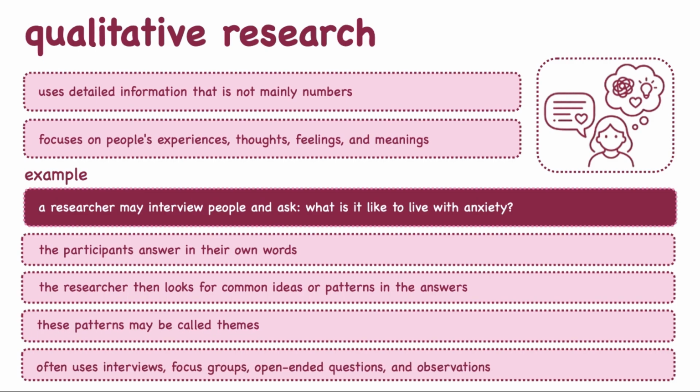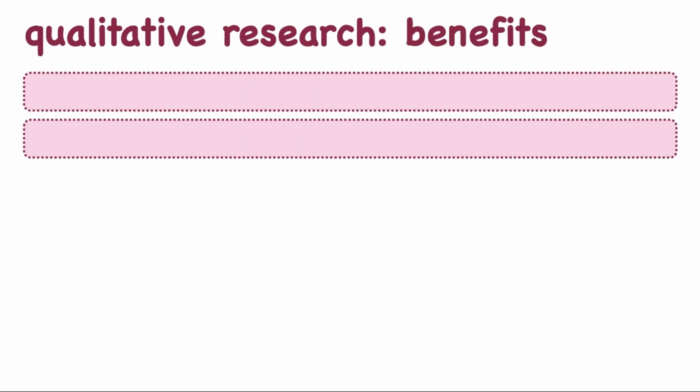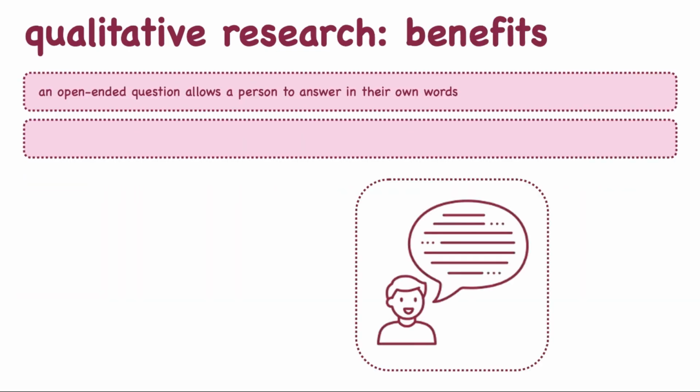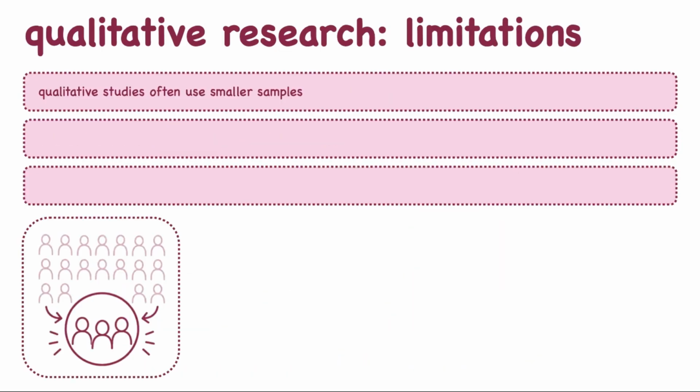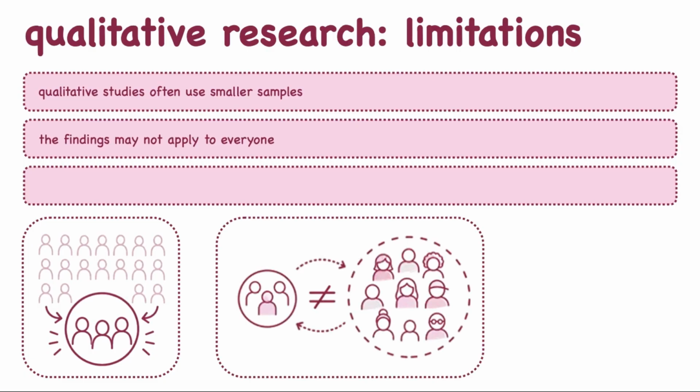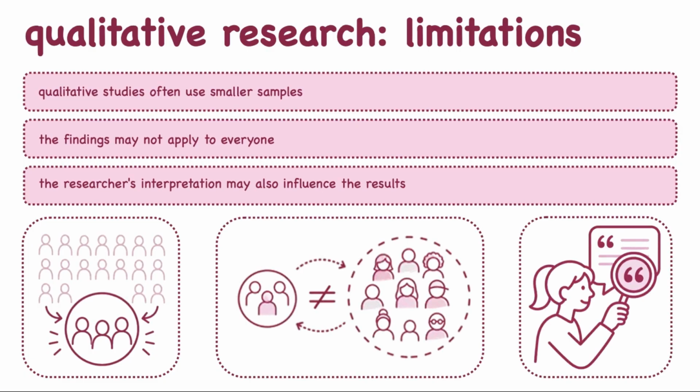Qualitative research often uses interviews, focus groups, open-ended questions, and observations. An open-ended question allows a person to answer in their own words. Qualitative research is useful because it gives rich, detailed information. However, qualitative studies often use smaller samples. The findings may not apply to everyone. The researcher's interpretation may also influence the results.